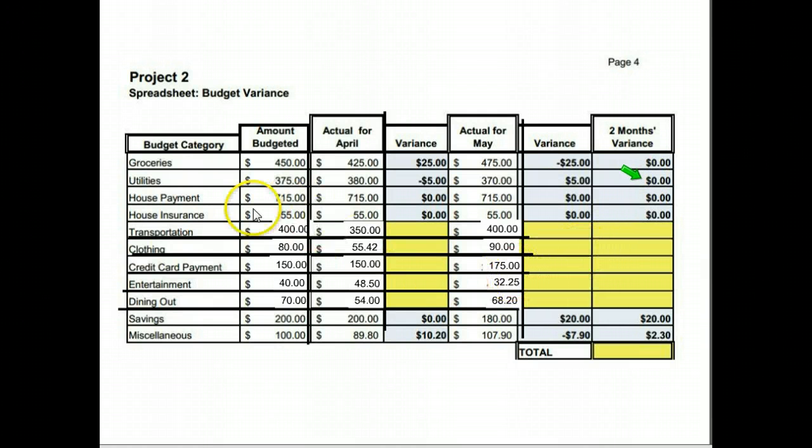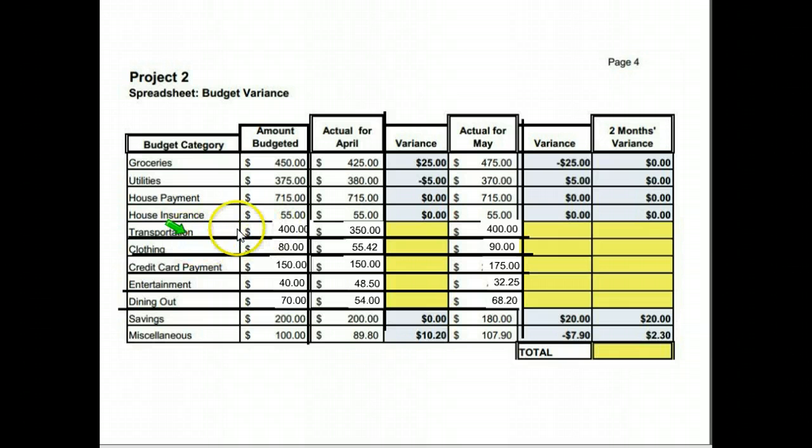Okay. Next, we have the house payment is $7.15. They paid $7.15, so there was no variance, nothing extra, nothing too far. In May, they paid $7.15 again, which was what they budgeted, so 0 variance. So together there is 0 variance.